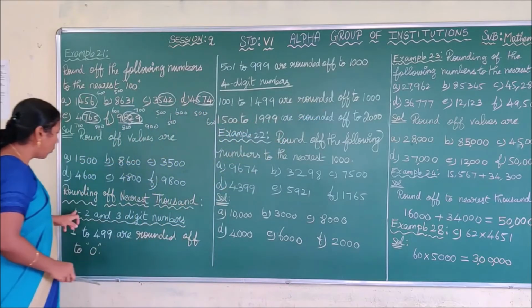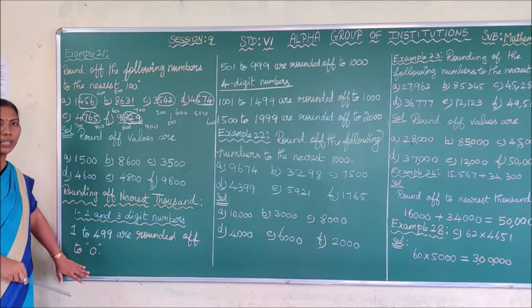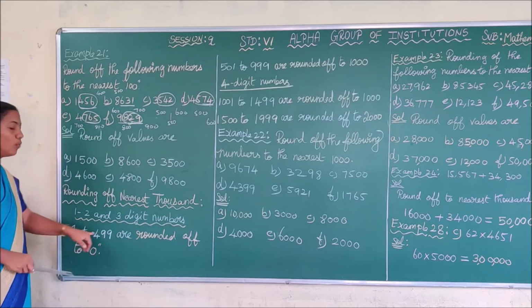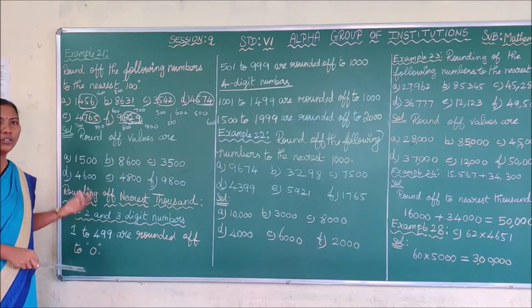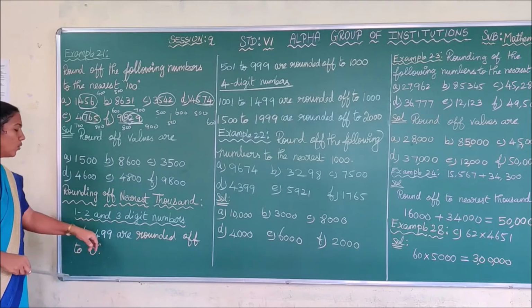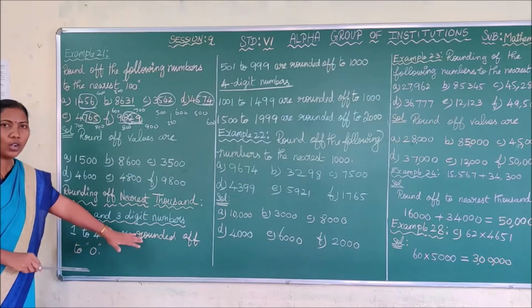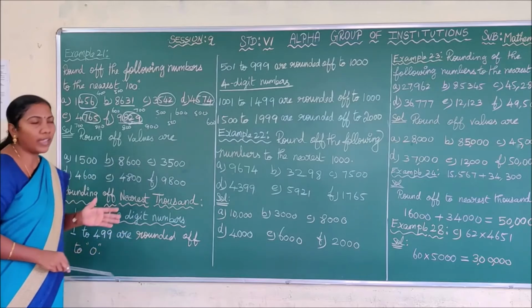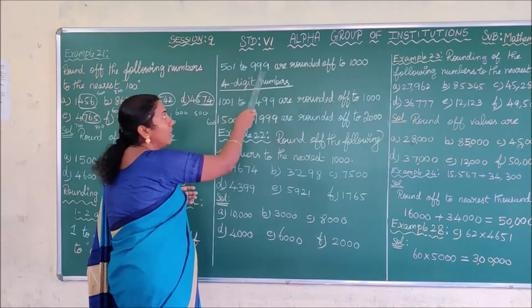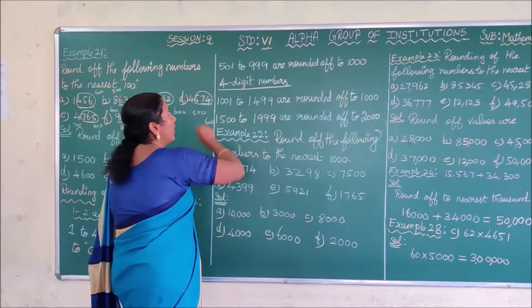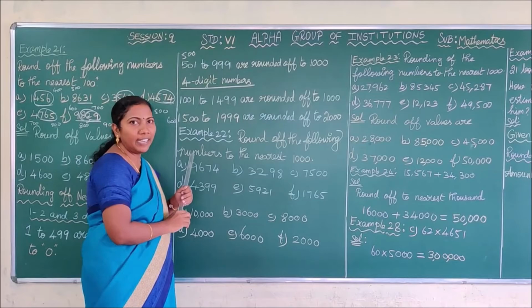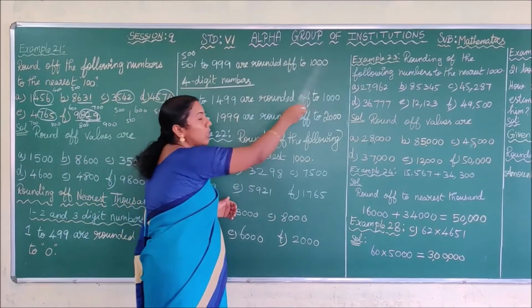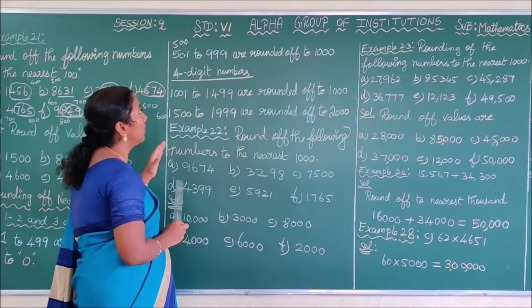Among these, your 1 digit, 2 digit, 3 digit numbers are coming. That is 1 to 499, you have the 1 digit and 2 digit number. Thus, 1 to 499 are rounded off to 0. And from 500 to 999, 500 also, 500 and 501 to 999 are rounded off to 1000. It's clear, children? See the example sum.